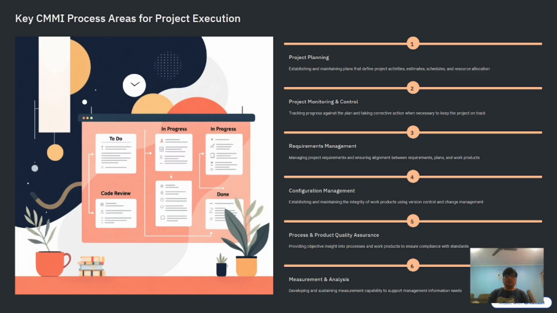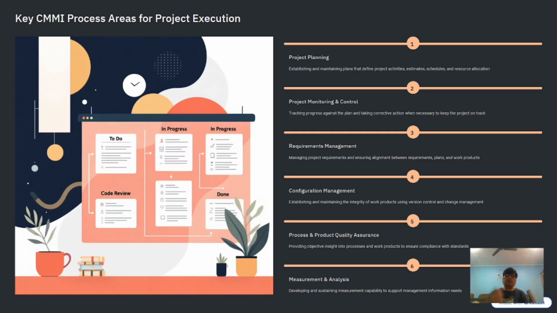What are the CMMI process areas, the key areas for project execution? It starts with planning. A very important phase of the project, planning. Until and unless we have good planning, we will not be able to execute the project well. So establish and maintain the plans that define the project activities, estimates, schedules, and resource allocation. It is very, very important.